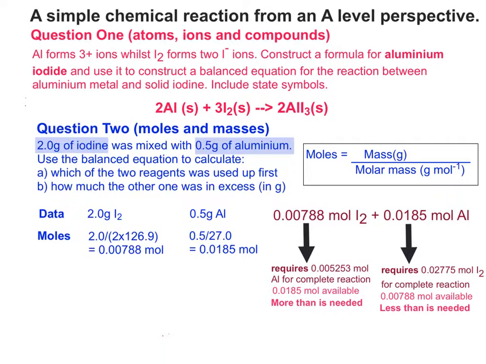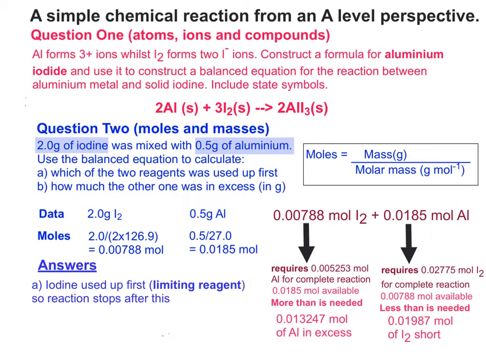So for our aluminium, for the iodine, left-hand side, we have 0.0185 moles of aluminium available. That's more than we actually need. So by difference, I'm able to work out that my aluminium is in excess. Applying the same idea across, by difference we can work out that we are 0.01987 moles of iodine short of what we need. So the iodine is used up first. It's a limiting reagent, so the reaction will stop after this.